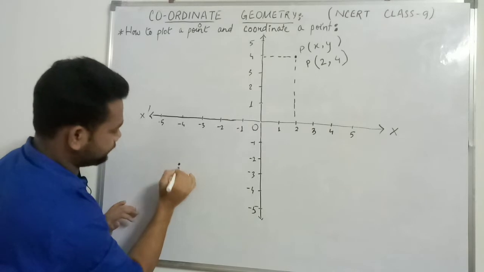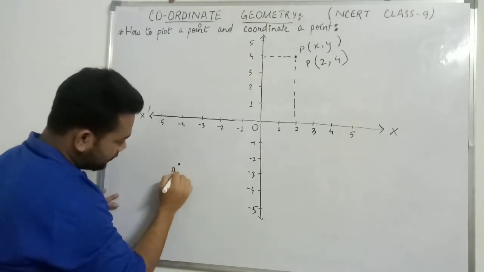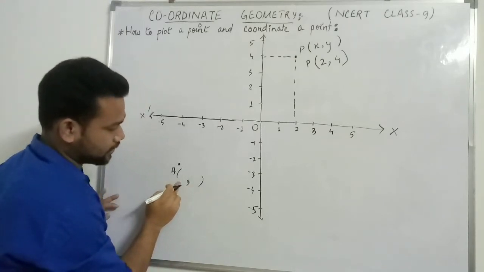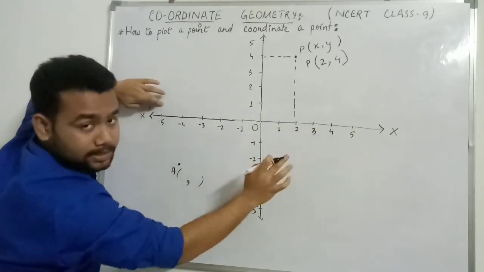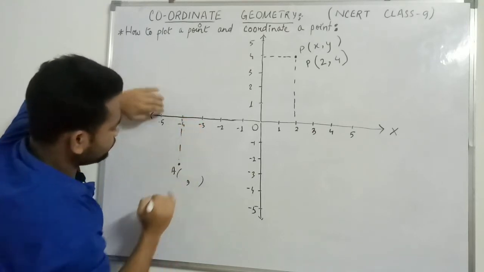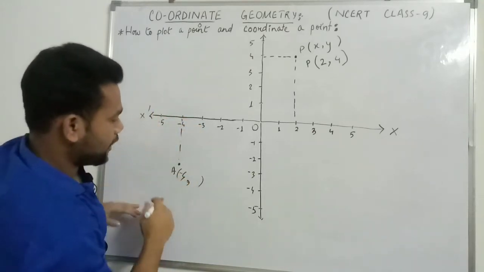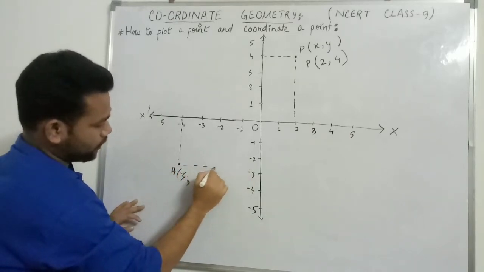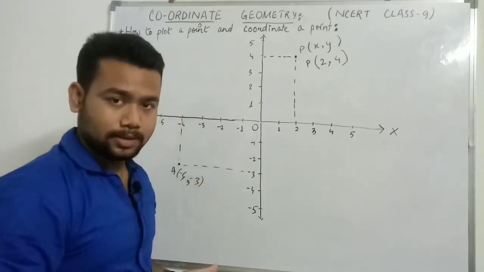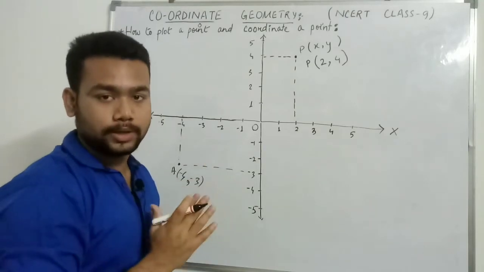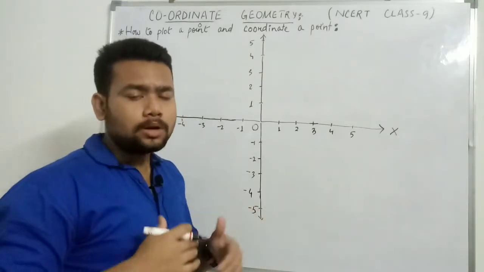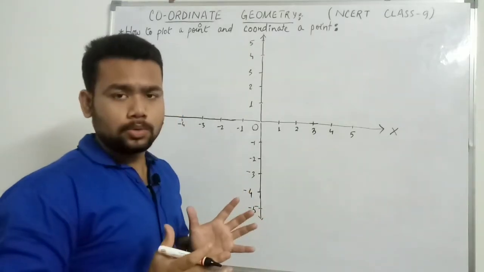Let's take another example. Take this one, and let's name it A. It should be between the round brackets, firstly x. Where is x? This is actually on the x-axis, so go for the distance: it is -4. Secondly, go for the y-axis: it is -3. I hope you got the idea how to name a coordinate.